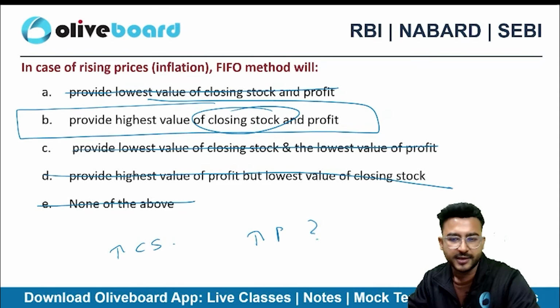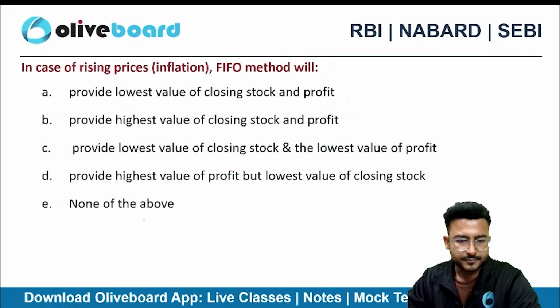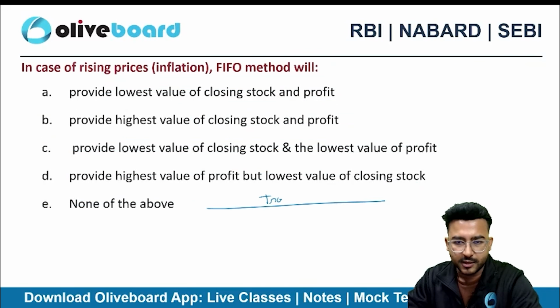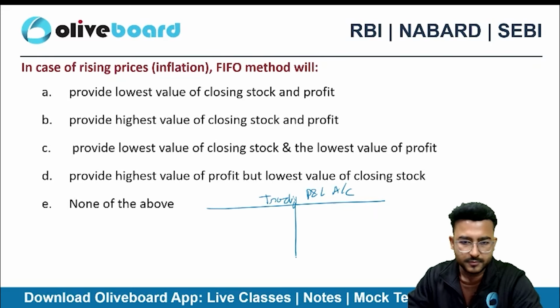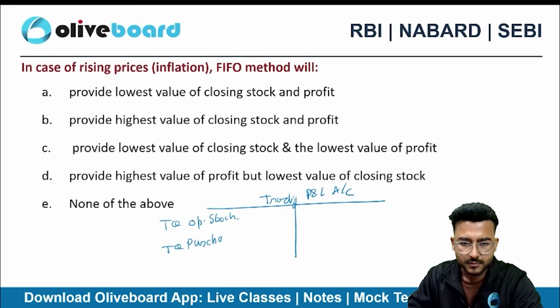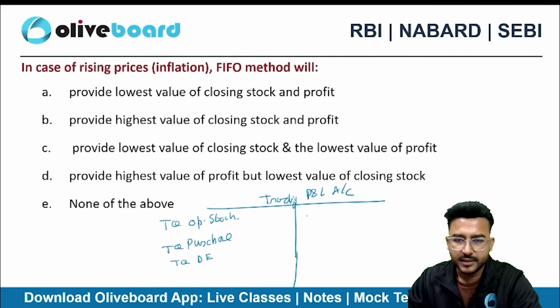Why do they both go hand in hand? This is my trading P&L account, for example. In the debit side, I have opening stock, purchase, and direct expenses, right? That's my debit side. In the credit side, I have sales and closing stock.